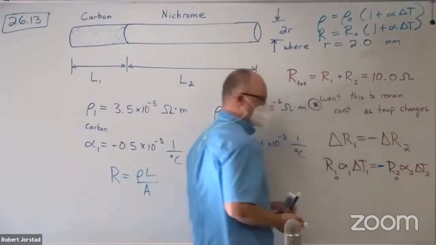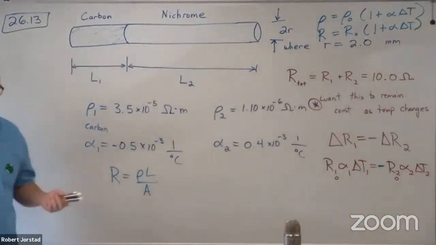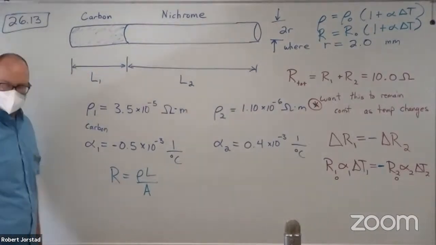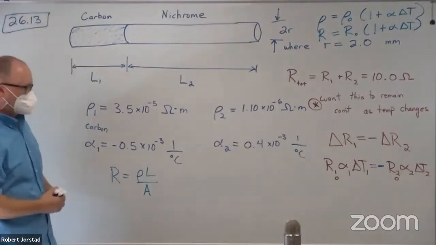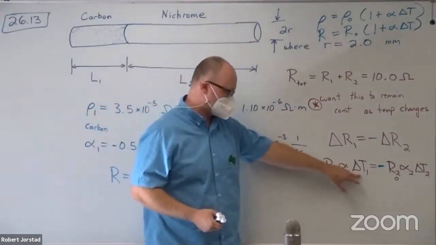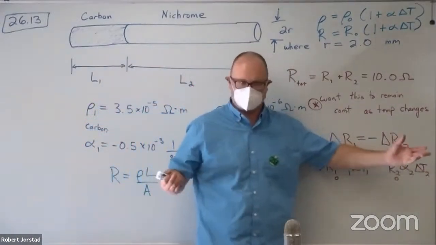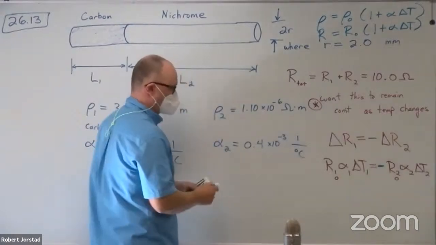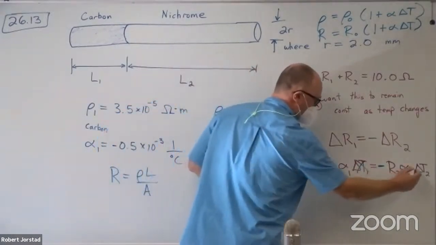But wait a minute. If these two things are in the same room here, the temperature changes should be the same. The amount that this one changes should be the same as the amount that the other one changes. They're connected together. They're in thermal equilibrium. We hope. That's going to drop.